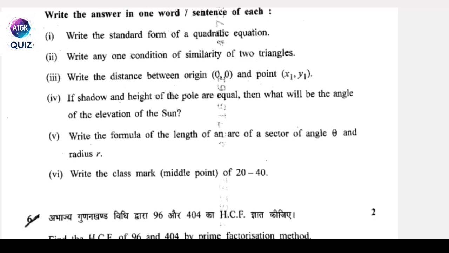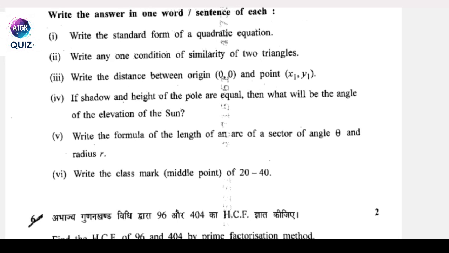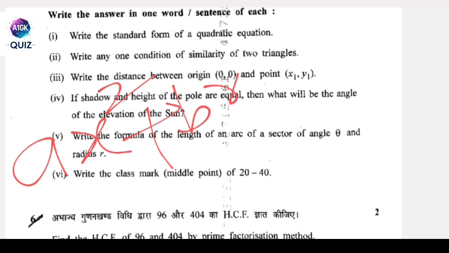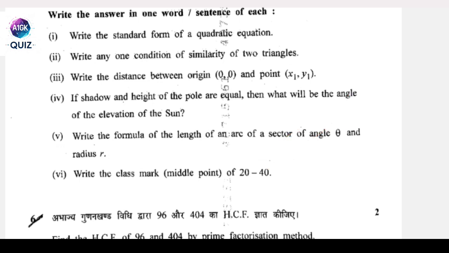Write the answer in one word or sentence for each. Write the standard form of a quadratic equation. For a quadratic equation, the standard form is ax square plus bx plus c is equal to 0. And then the second question.